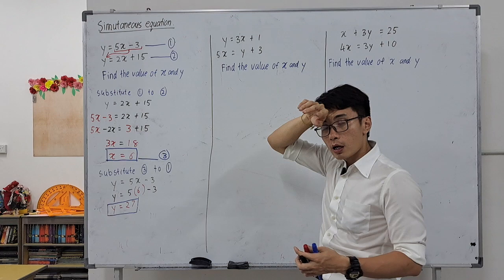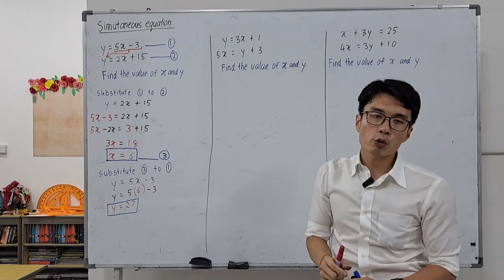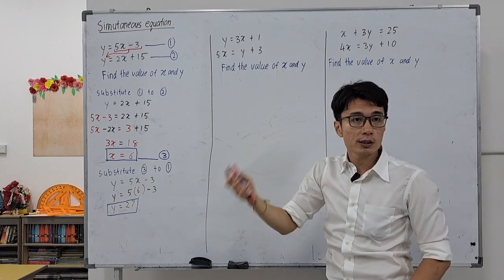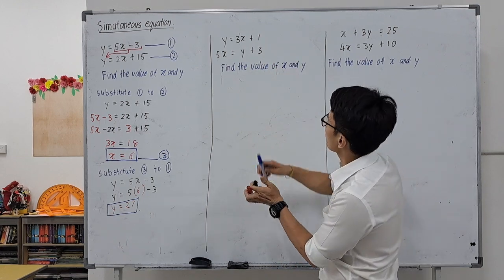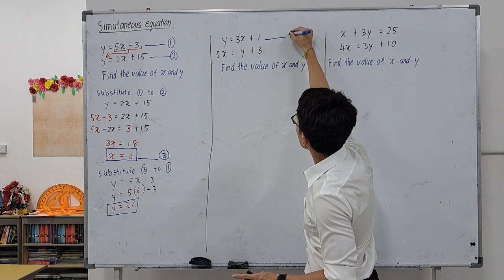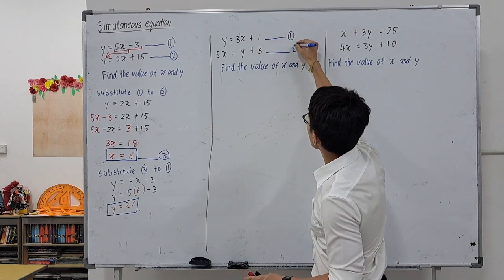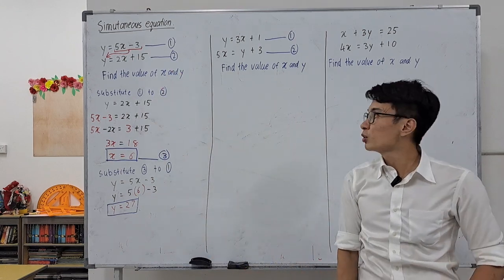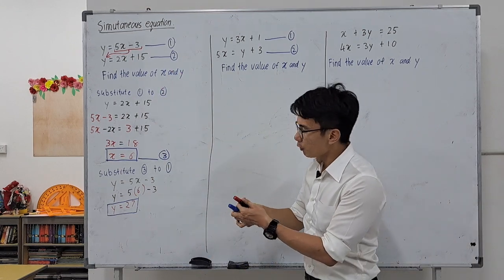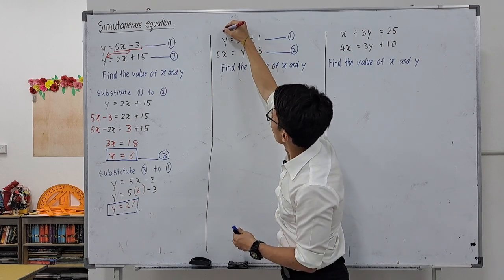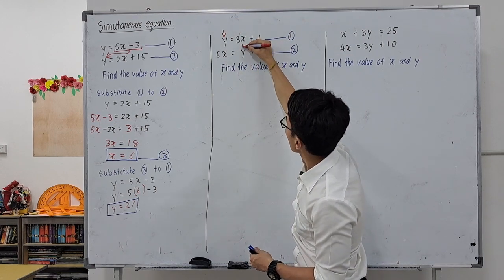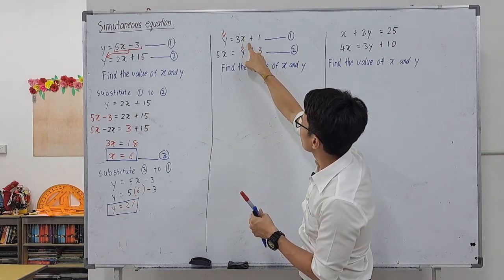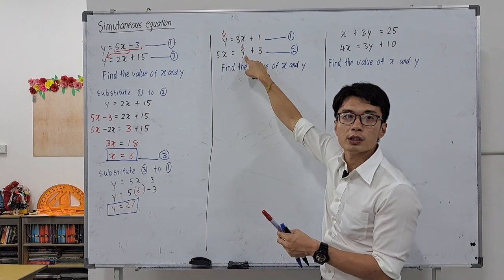Okay, let's go to here. Same question. I give you 2 equations. In one equation, I have 2 unknowns, and I want you to find the values of x and y using simultaneous equation. My first step, again, is to label my equations. That's going to be 1, and that's going to be 2. Can I substitute something into something? If you notice, I have y over here, and I have y over here. So I can substitute this value, 3x plus 1, into this y, correct or not?